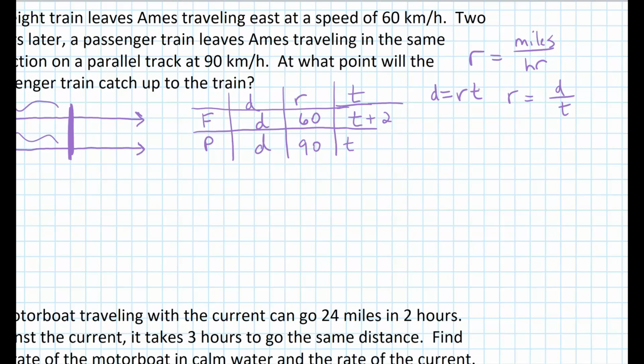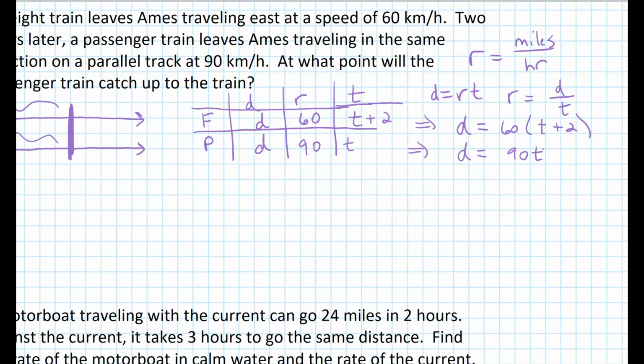So now what I'm going to do is create two equations from the table that I've created. From my first one, we get distance is equal to 60 times (t plus 2). And from the second one, I'm going to get distance is equal to 90t. Was it essential that I put the parentheses around the t plus 2? Yes, because you have to distribute the 60 to the t and the 2.